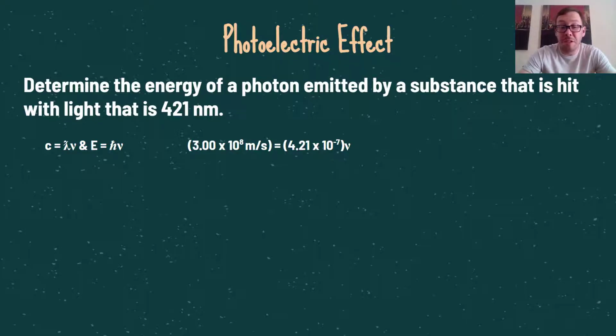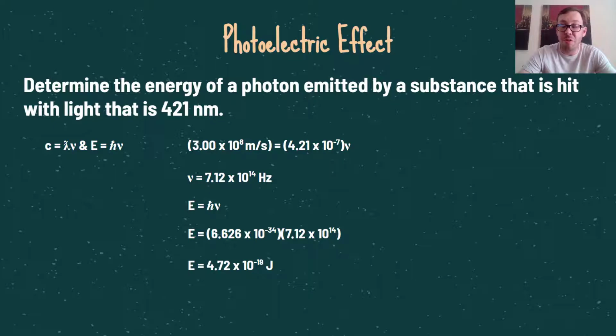So I'm going to go through and solve for nu, which is going to give me my frequency. Frequency is measured in hertz, so we have 7.12 times 10 to the 14th hertz. I'm now going to plug that into my E equals h times nu equation and utilize Planck's constant, which is 6.626 times 10 to the negative 34th times nu, and that's going to give me my energy in joules, which is 4.72 times 10 to the negative 19th.